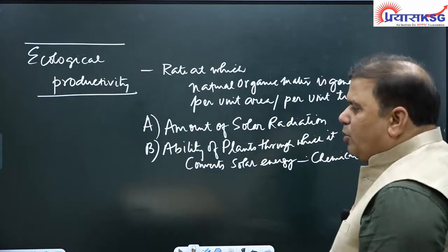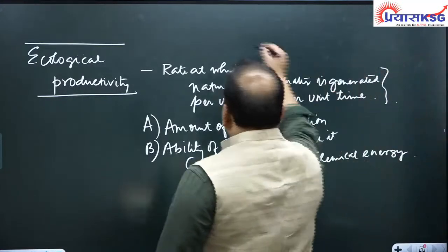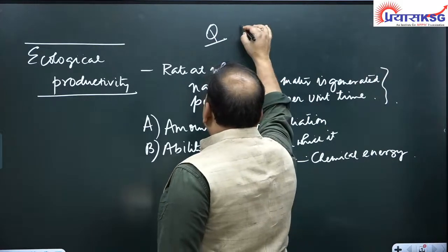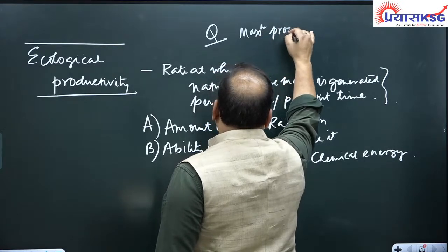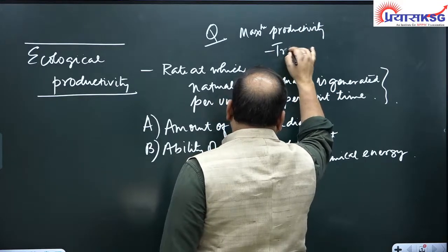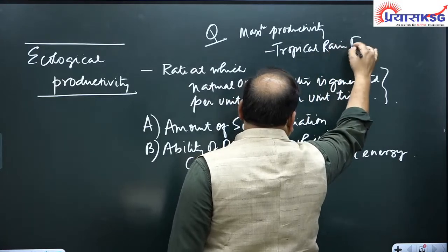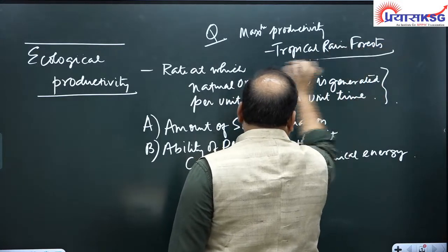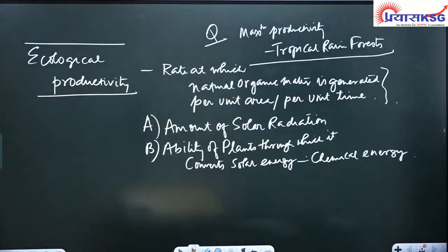And we can see maximum productivity on planet Earth. So where is maximum productivity? That's the question. So maximum productivity on Earth is where? It is in the tropical rainforest. Clear? Because rainfall is also very high and sunlight is also very high. So maximum ecological productivity is in the tropical rainforest.